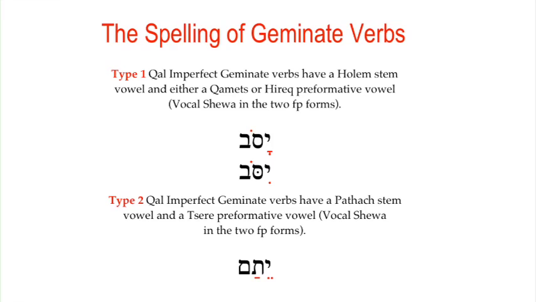In the type 2 category, the Qal imperfect geminate verb will have a patach stem vowel and a tsere preformative vowel, or vocal shva in the 2FP forms. Look at the example, yetam, yetam. Now let's look at the entire paradigm together.